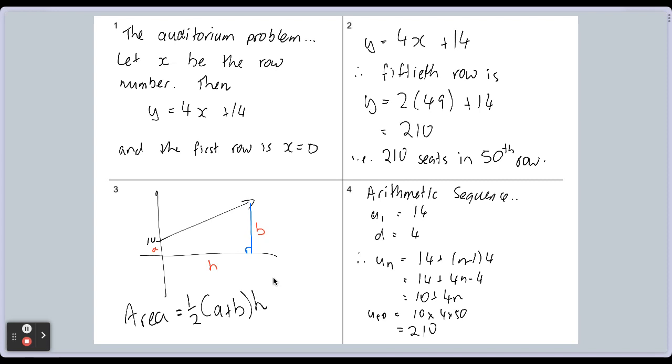What I want you to do between now and tomorrow is work out the area of that trapezium. That might sound like a mysterious thing to do, but I've got a good reason for it.